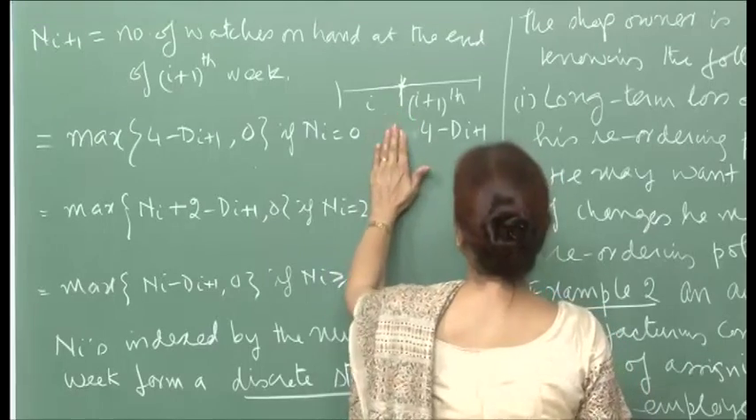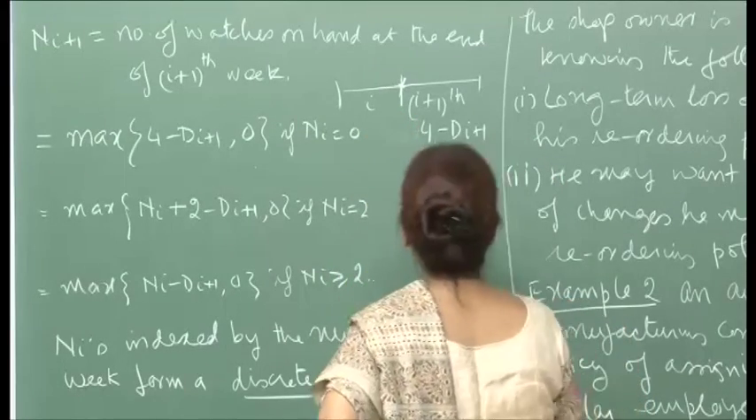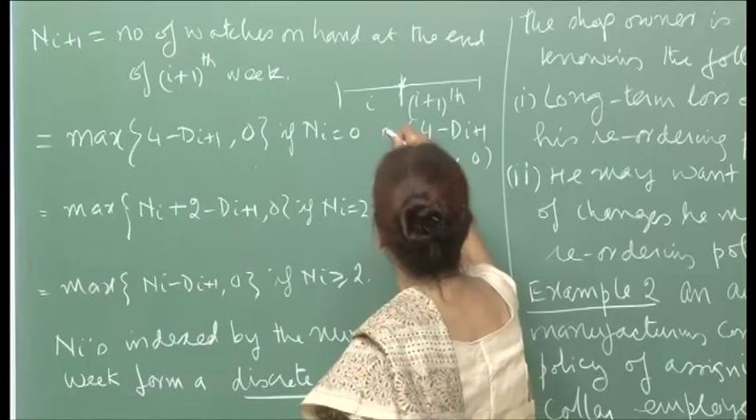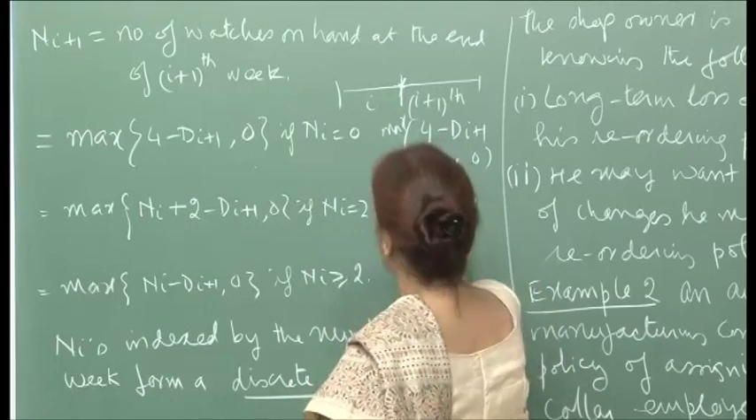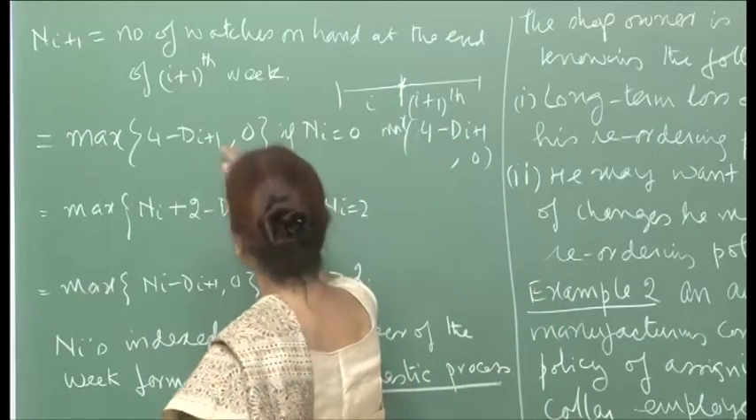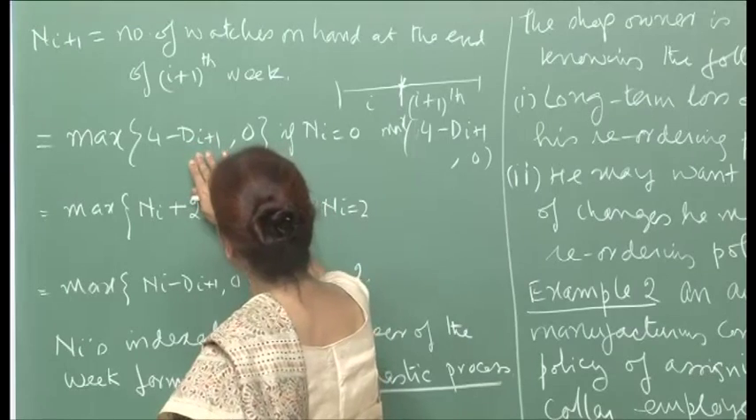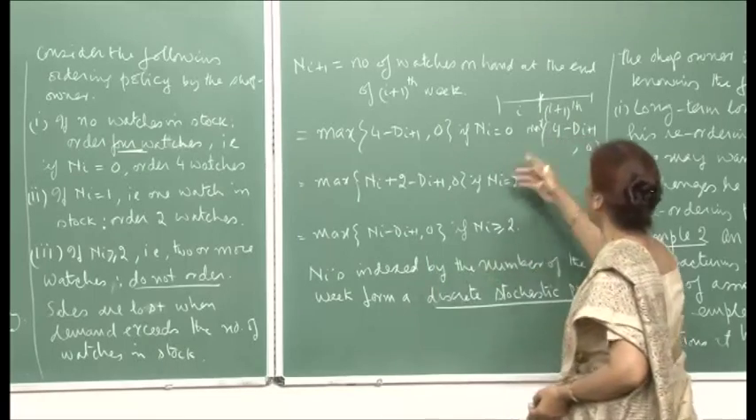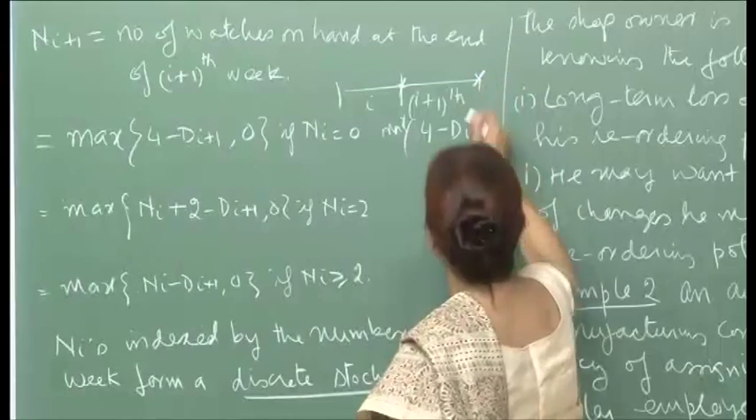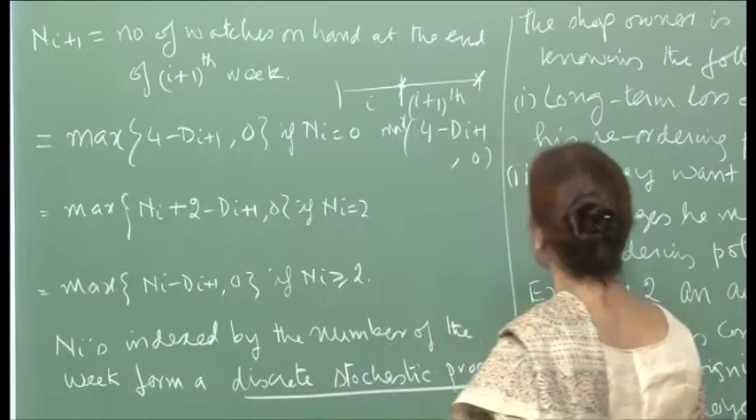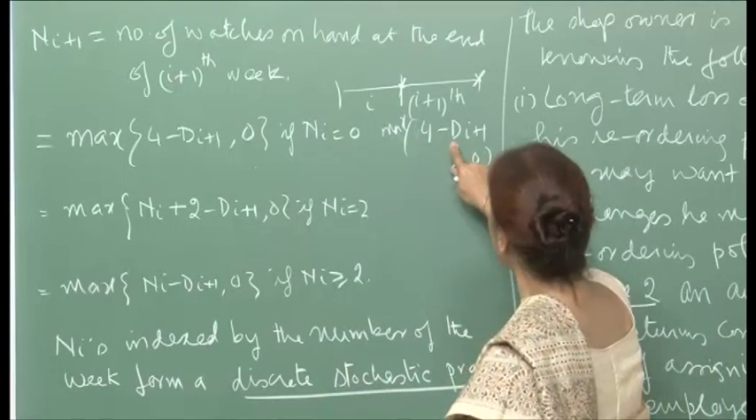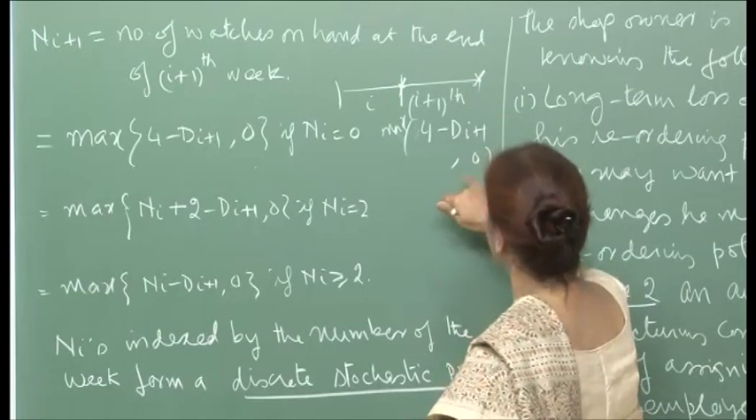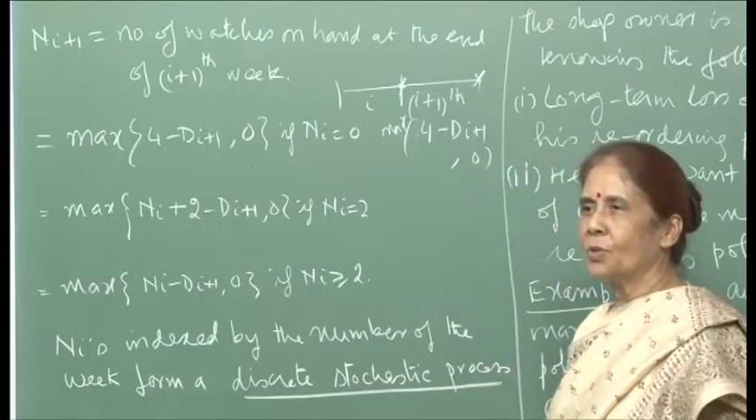So, actually this will be 4 minus Di plus 1. And if your demand is more than this, then of course, you will take the max of this, because you cannot have a negative number of watches. So, either you have 4 minus Di plus 1, if Di plus 1 is less than 4, or you have no watches left at the end of the next week. So, if you are able to meet the demand Di plus 1, then whatever the difference is will be the watches on hand at this point, otherwise it will be 0 if Di plus 1 is more than 4.